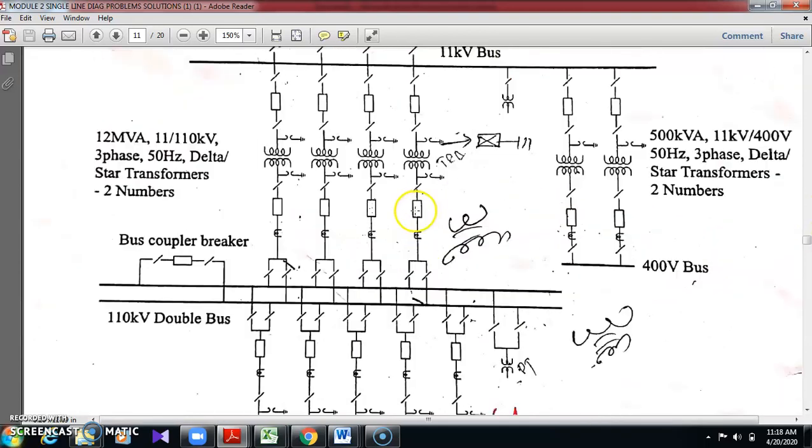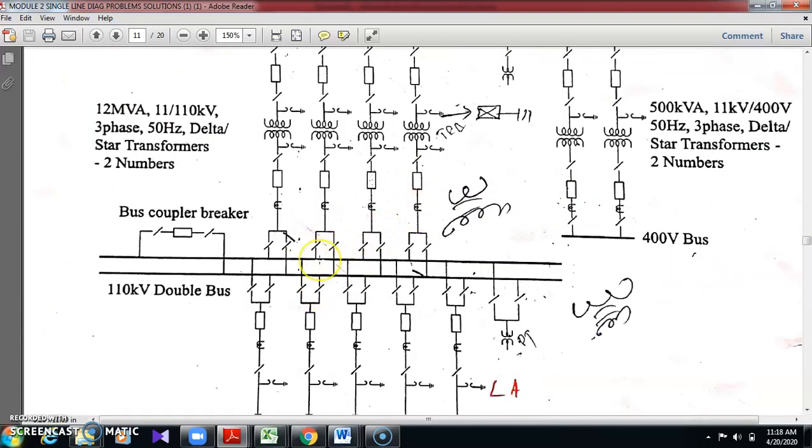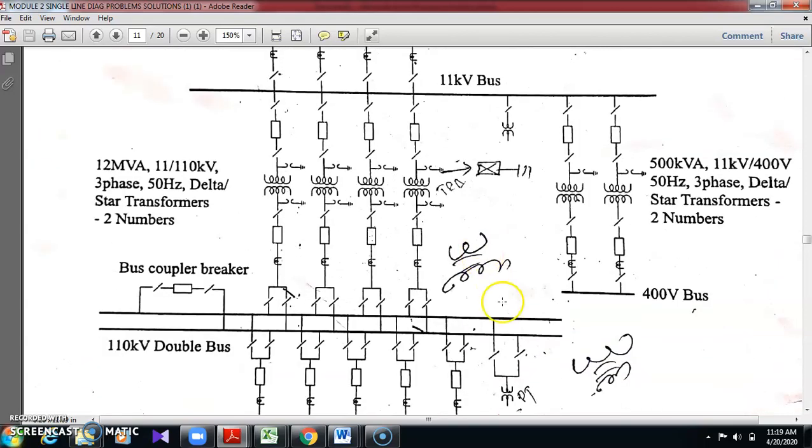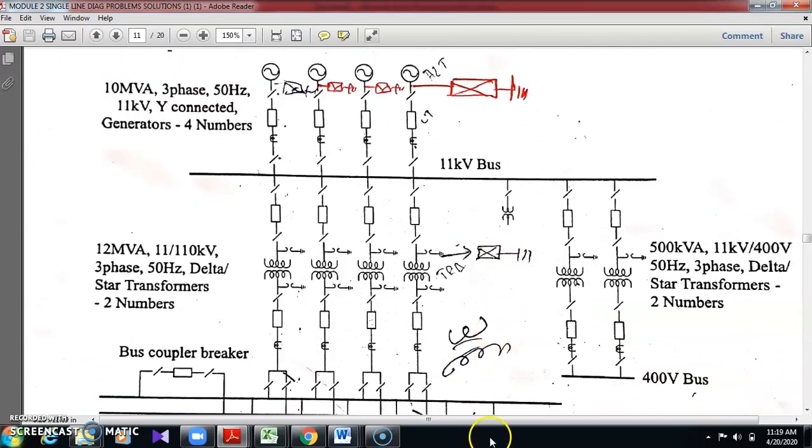Okay, 4 transformers, and this is a double bus bar. Specifically they told that for the 110 kV bus bar you use a bus coupler, so you provide the bus coupler. And from this 110 kV bus bar there are 5 outgoing lines. Getting? PT is given to this 110 kV bus, and here it is given to 11 kV also. And specifically they told that for the 11 kV bus bar you have to use 2 auxiliary transformers.